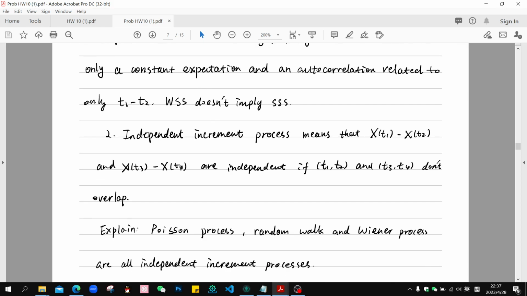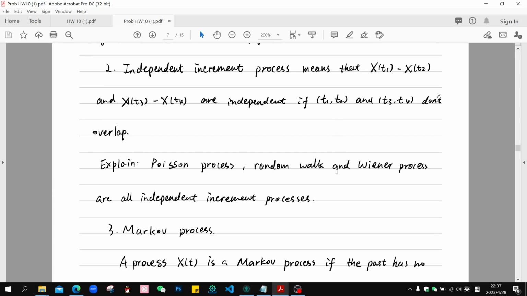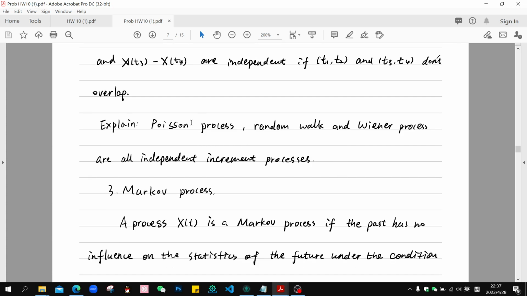The second is independent increment process. It means that x(t1) minus x(t2) and x(t3) minus x(t4) are independent if t1 minus t2 and t3 minus t4 don't overlap. The Poisson process, the random walk, and the Wiener process are all independent increment processes.